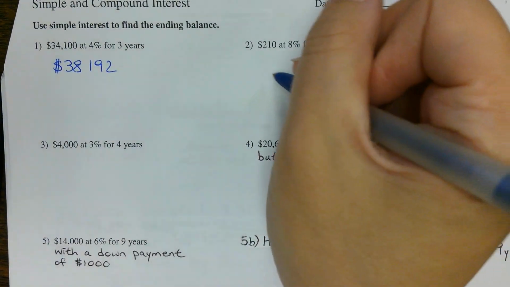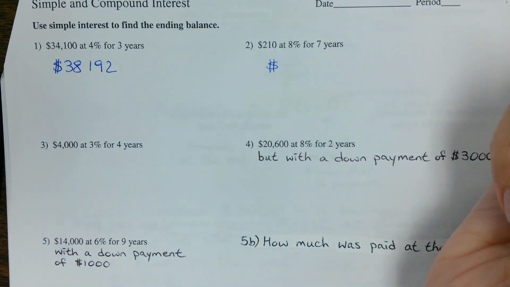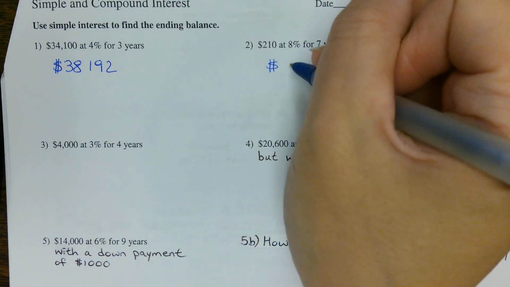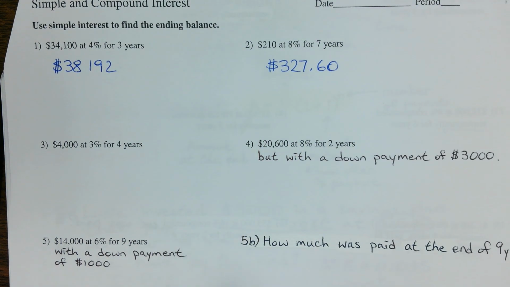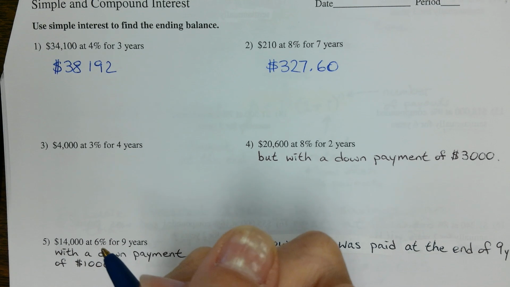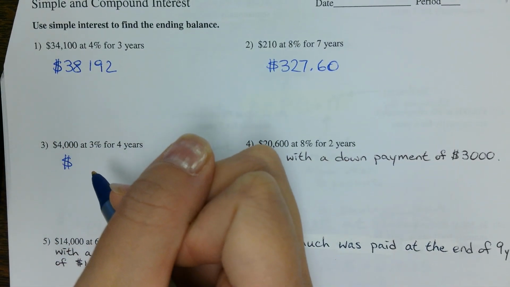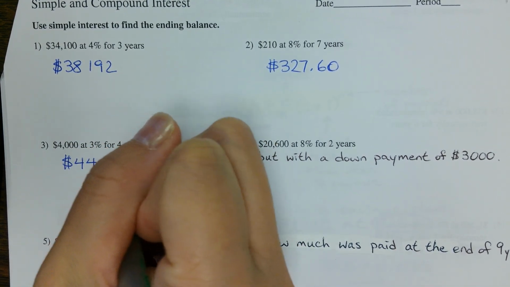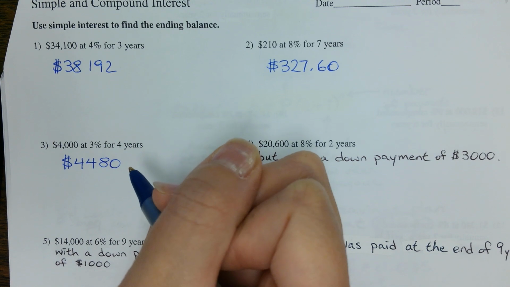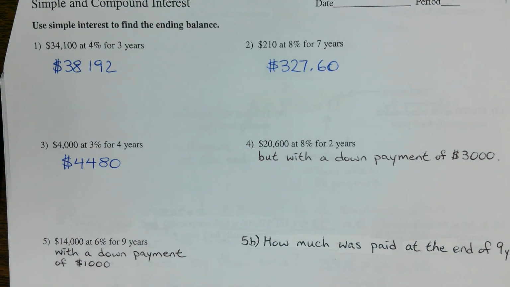All right. Number 2, Mohini, what did you get? 327.60. Okay. Any of these that you don't agree with, let me know. Number 3, Sophia? I didn't do it. 4,400. Okay. 4,480. No decimals? Okay. Thank you. Number 4, Kira?